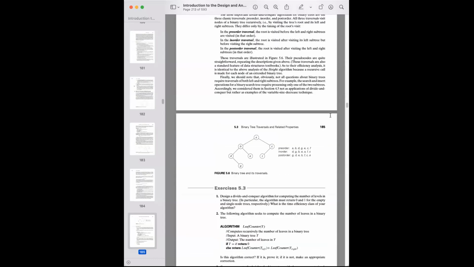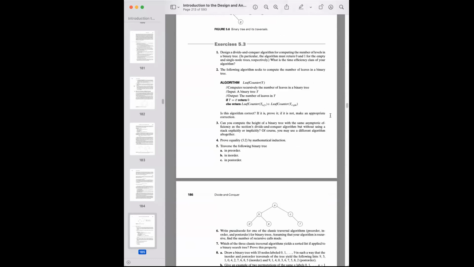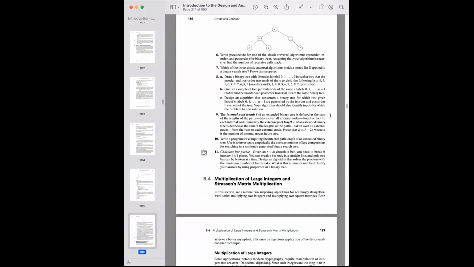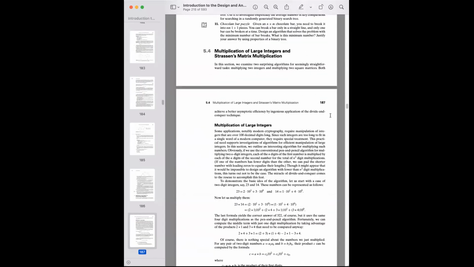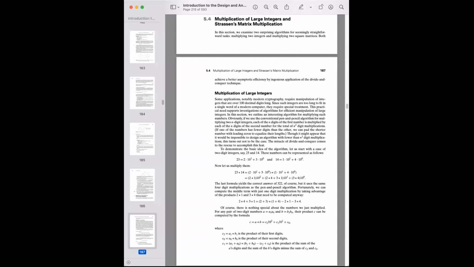That's what this stuff comes down to. Okay, and that was 5.3. So the next section, we're just going to cover half of this. I think the half will be enough for us.